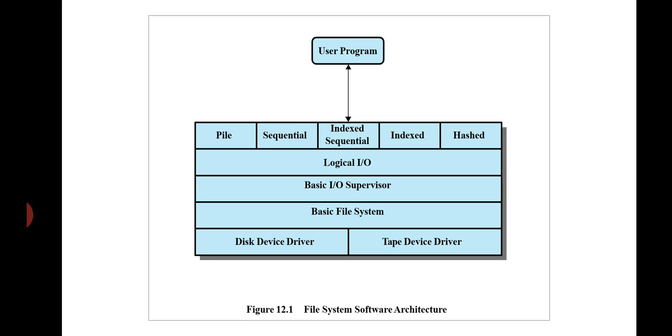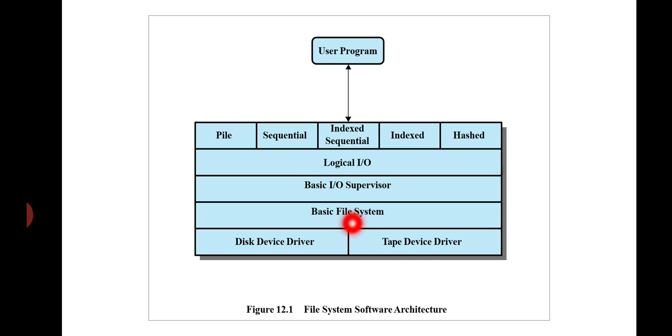Then see how we can access that. For example, the file system software architecture. For example, the user, then here the pipe, sequential, index. These are called storage formats, representations. The data will be stored in disk drives or tape drives. That is the disk drives or tape drives.